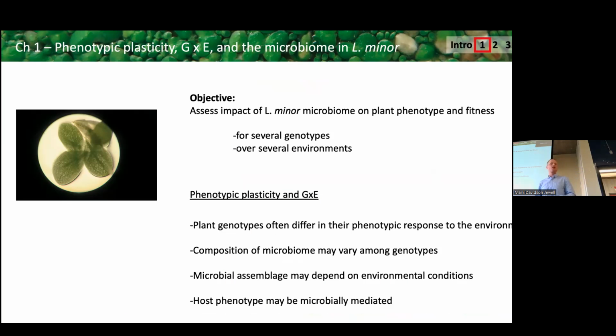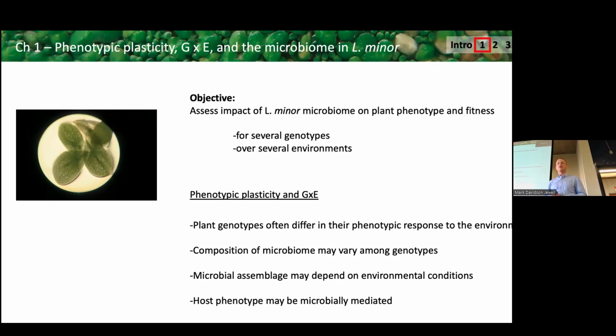The main objective of this chapter is to assess the impact of the Lemna minor microbiome on the plant phenotype and fitness. And we do this for several genotypes and over several environments. This is because the effect of the microbiome on plant phenotype and fitness might be mediated through gene by environment interactions. We know well that plant genotypes often differ in their phenotypic response to the environment.